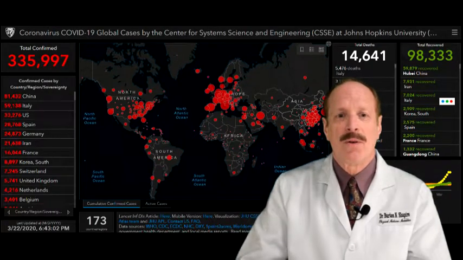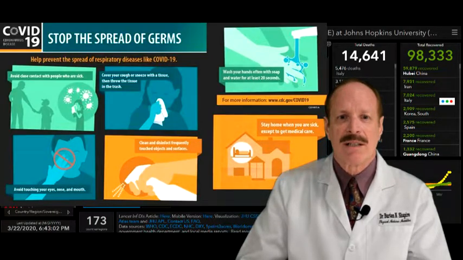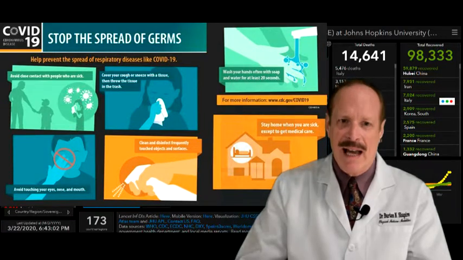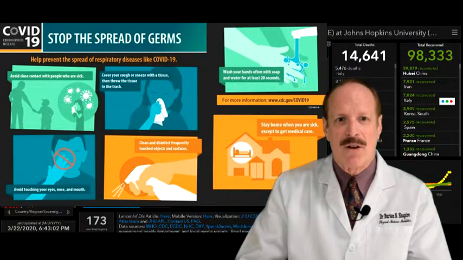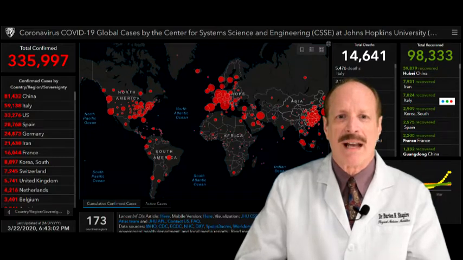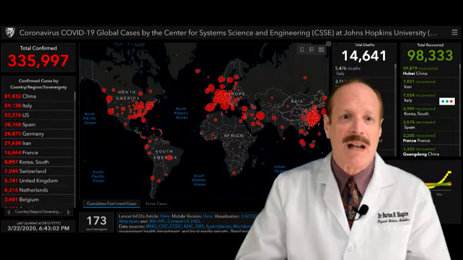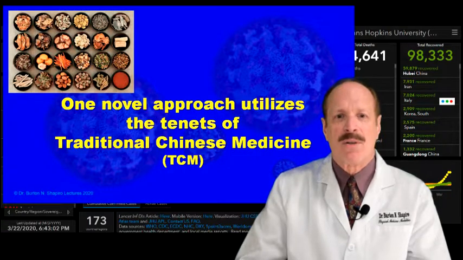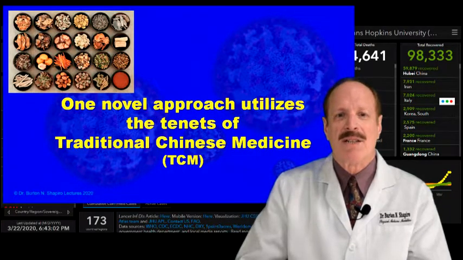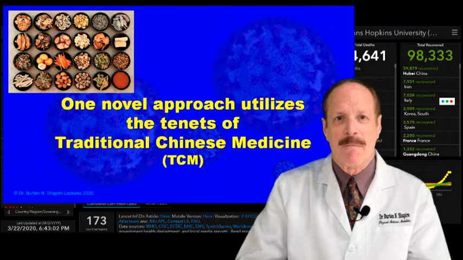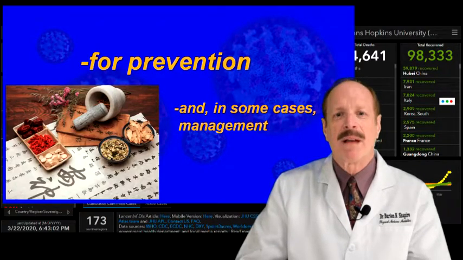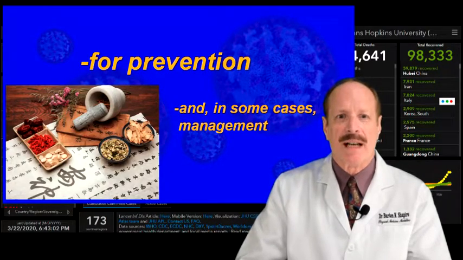So what can we do? Well, we can wash our hands, avoid people in the public, stay vigilant, use special cleaners. Is there more that we can do? Yes. Besides the usual over-the-counter respiratory viral anti-inflammatory preparations like acetaminophen, Tylenol, there's a novel approach that utilizes the tenets of traditional Chinese medicine for prevention and, in some cases, the management once you're sick.